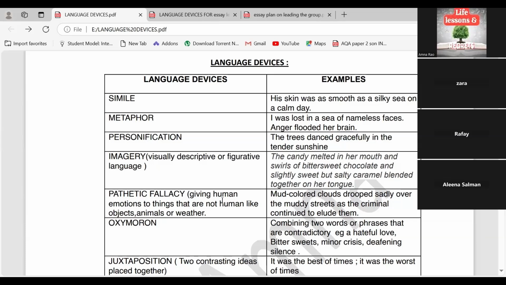Pathetic fallacy is like giving human emotions to things that are not human, like objects, animals or weather. आपने अपने emotions को show करना है, तो बेटा आप show करोगे weather के through. Like for example, if the clouds are crying, right? The clouds are crying, that means I'm sad. So I'm using these words, clouds, crying clouds. Why? Because I want to depict my sadness through the weather.